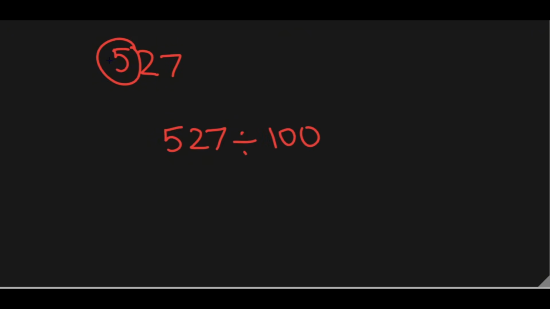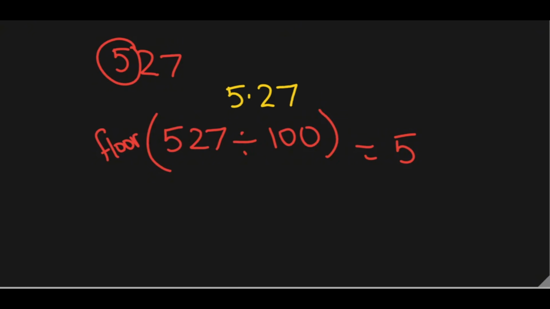So this is the position. Previously we were dividing by 10, but now we are dividing by 100 and taking the floor of it. What do we get? We get 5, because 527 divided by 100 is 5.27. If I take the floor of it, I get 5, and 5 mod 10 is again 5. So we are getting the answer. Do you see the pattern?